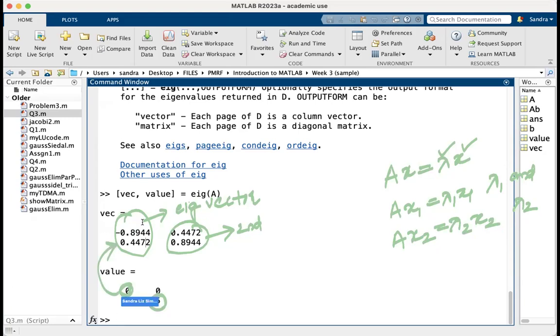Corresponding to 0, we have this. Corresponding to 5, we have this. This is what this EIG function gives you. Is this clear, how to find the eigenvalues and eigenvectors of a matrix? You can use the inbuilt function EIG. You will get the eigenvalues as diagonal entries, and the corresponding eigenvectors will be the columns, first column and the second column. Any doubts? Okay. If not, let's move on.